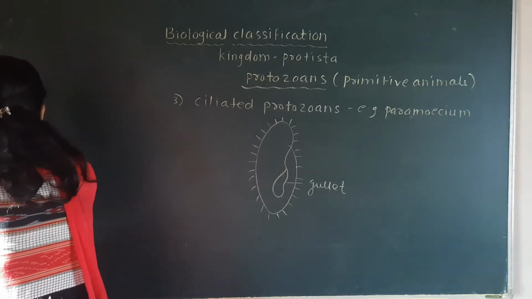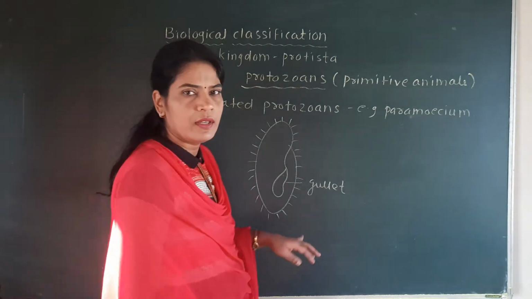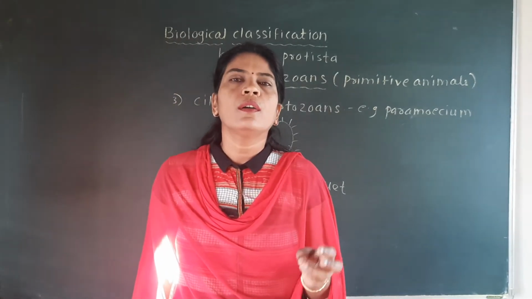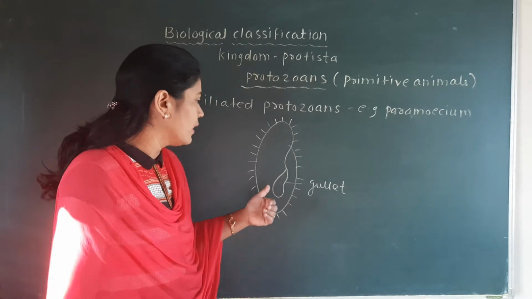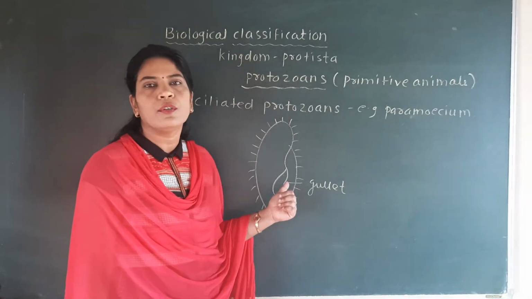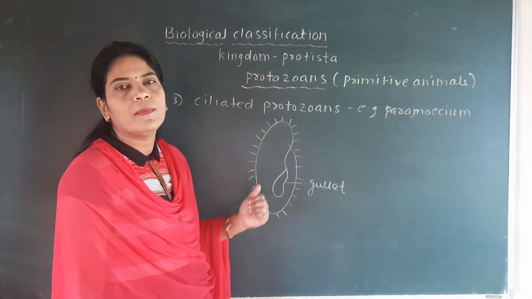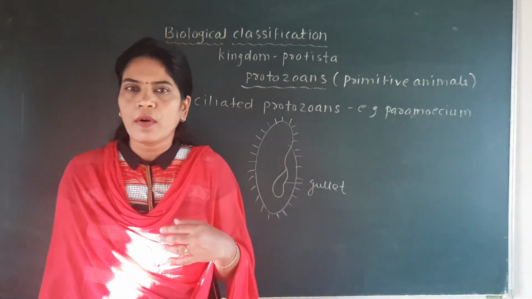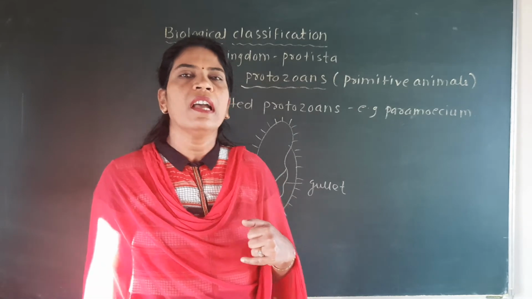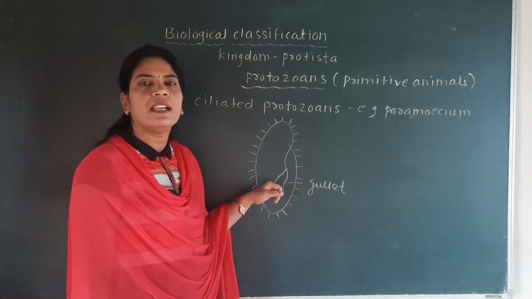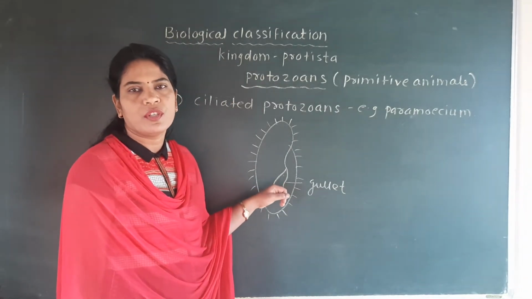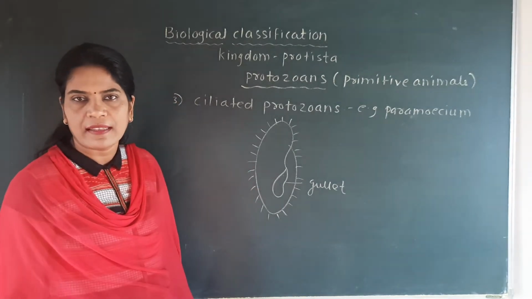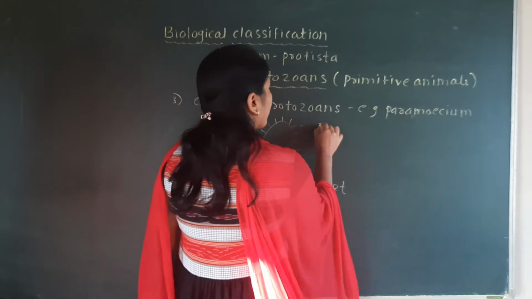Food along with water enters the gullet. This gullet is a cavity where food along with water enters, but it is due to the help of the cilia. So cilia are responsible for the intake of food along with water, and that intake of food and water comes inside this gullet part of the paramecium. Okay, so the important thing about the ciliated protozoans is that they are aquatic.